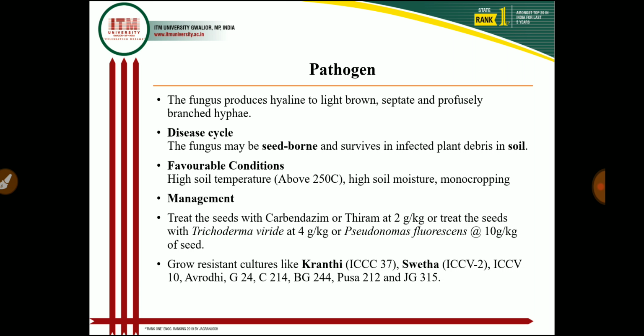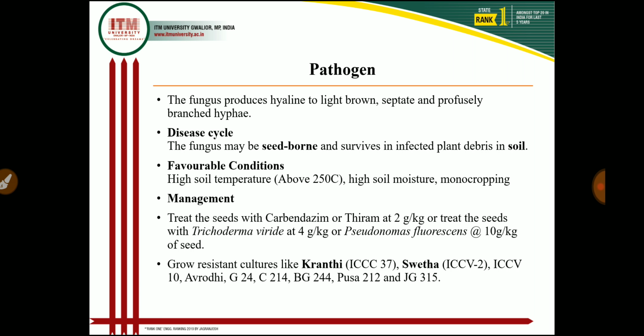In favorable conditions, the disease occurs if soil temperature is above 25 degrees centigrade, there is high soil moisture, monocropping, and the presence of weed hosts such as Cyperus rotundus, Tribulus terrestris and Convolvulus arvensis. So these weed hosts also serve as a source of inoculum. These are the favorable conditions for development of wilt disease in gram.